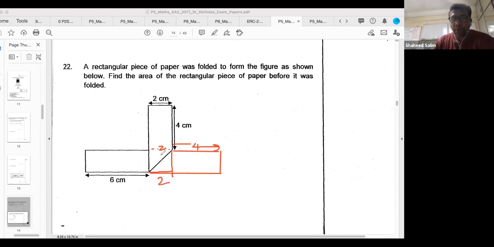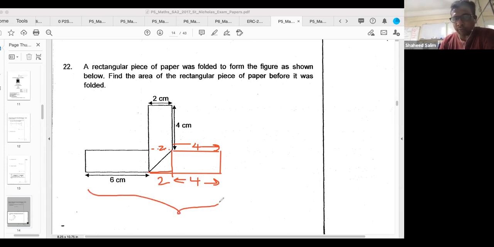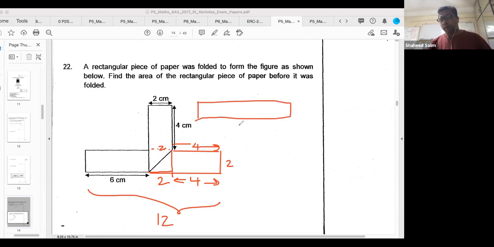So when you unfold, how long is this? We can count. Can you see now? 6 plus 2 plus 4. How much? 12 cm. This one is how much? Then they tell you it is 2 cm. You want to find the area of the whole rectangle. 12 times 2, length times breadth. That's all. The whole thing is 12 times 2.